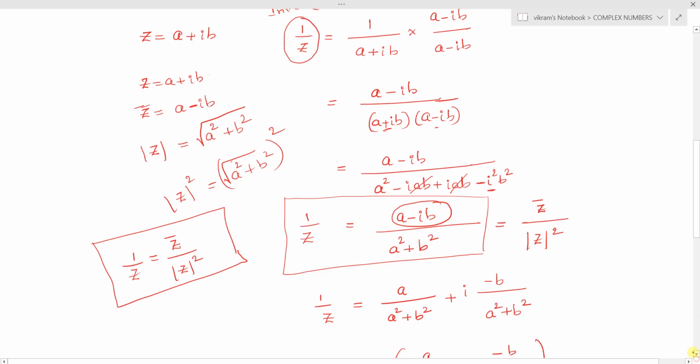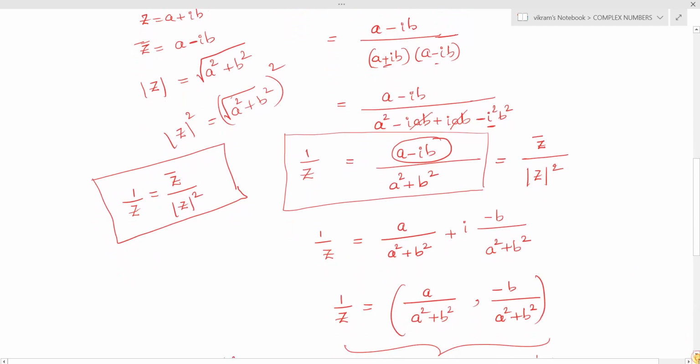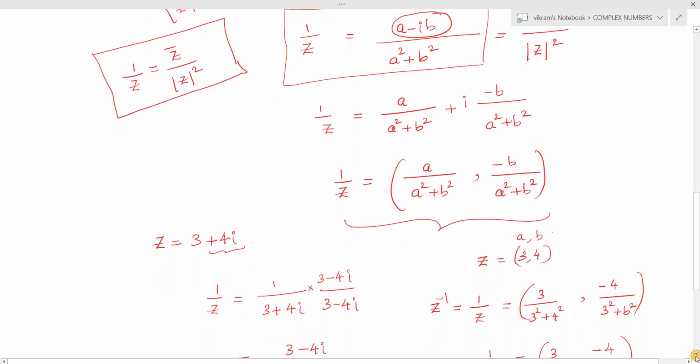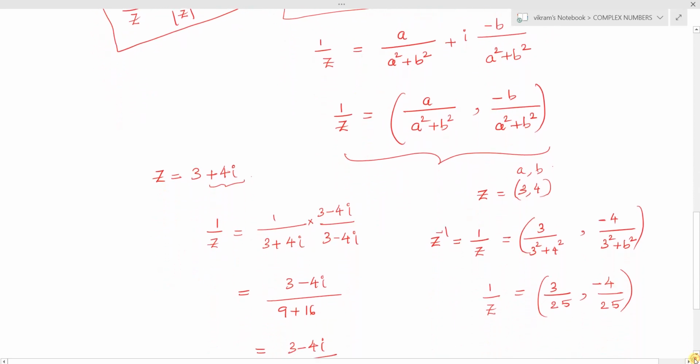Just go through the examples, you will find out how to solve for the multiplicative inverse of a complex number. Which is nothing but simply remember the formula. If a complex number z equals a plus ib is given, otherwise a complex number in point form a comma b is given, the multiplicative inverse is nothing but a by a square plus b square comma minus b by a square plus b square.